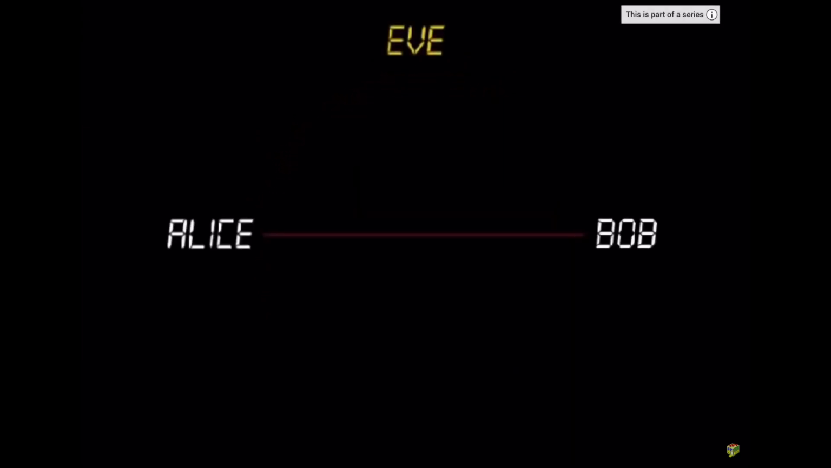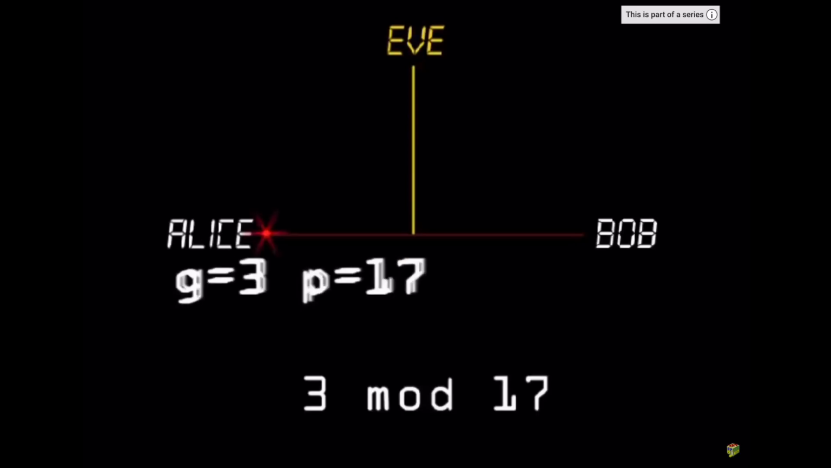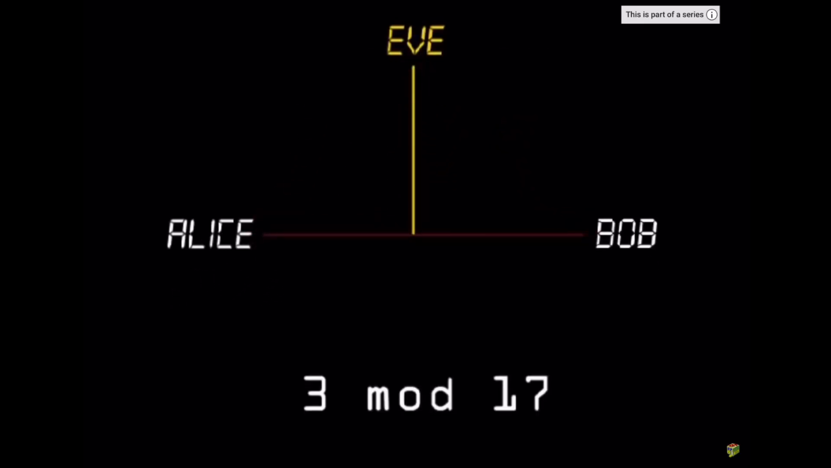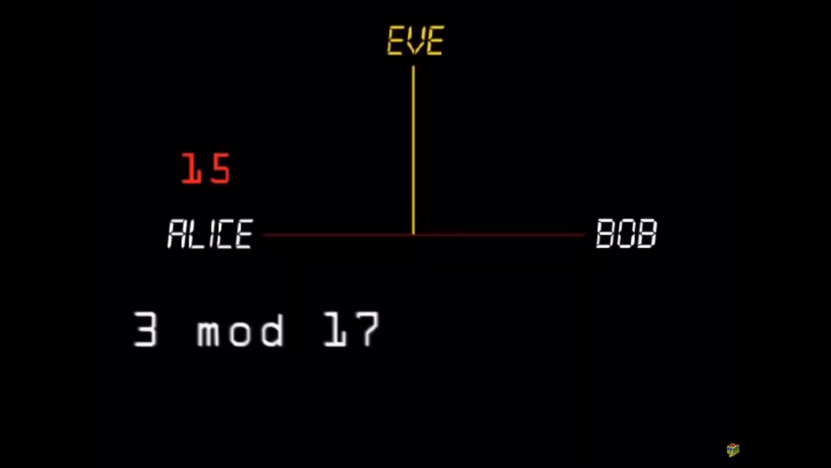Now this is our solution. First, Alice and Bob agree publicly on a prime modulus and a generator, in this case 17 and 3. Then Alice selects a private random number, say 15, and calculates 3 to the power 15 mod 17, and sends this result publicly to Bob.